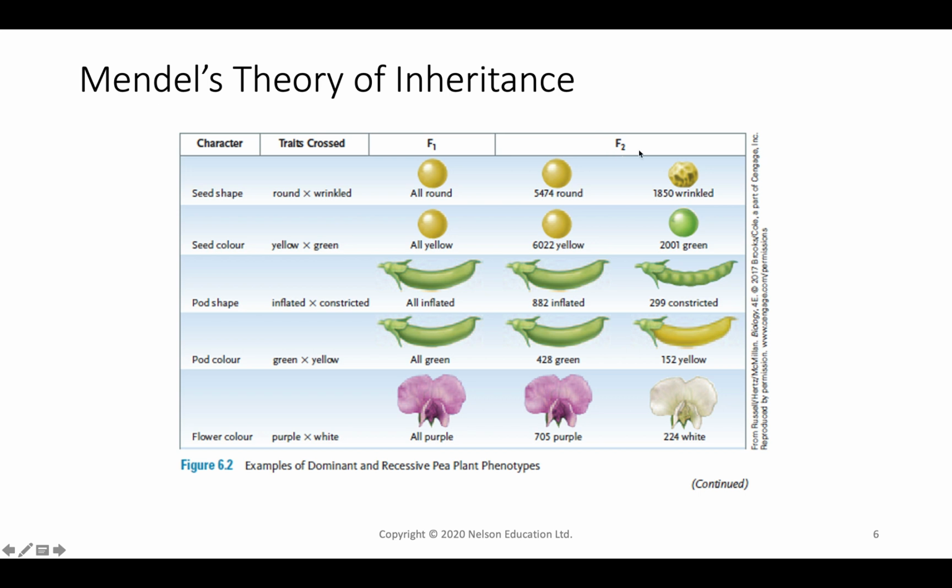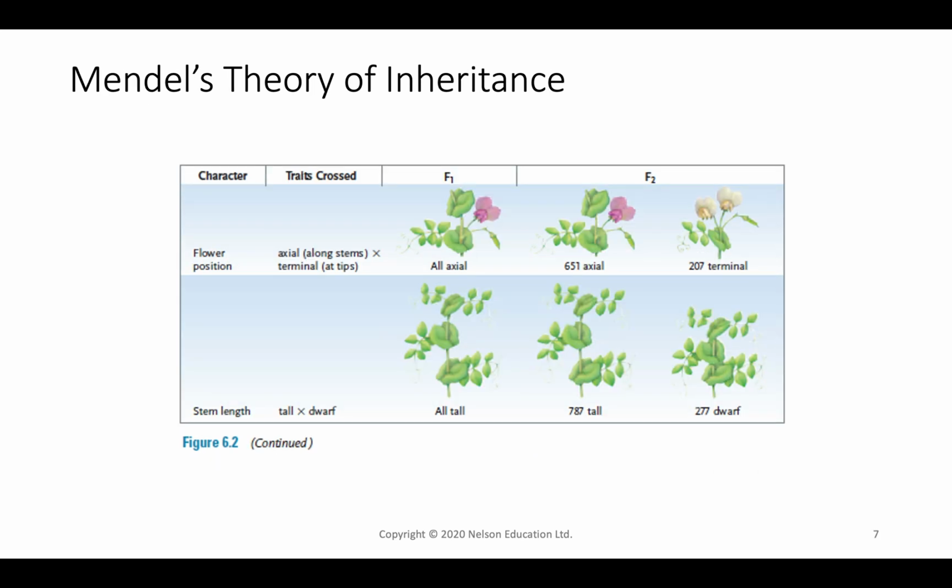And at that point, we start seeing these traits come back out again, right? And we're going to actually see them, you might not necessarily recognize this mathematically, but in about a 3-to-1 ratio. So there's about 3 times as many yellows and 1 times as many greens. 3 times as many rounds as there are wrinkleds, right? 3 times as many inflated as constricted. What does that mean? That means that the recessive phenotype is coming back out in the next generation because they're going to have this independent assortment of what Mendel was calling inheritance packets. But we now know that they are alleles, which are found on chromosomes, right?